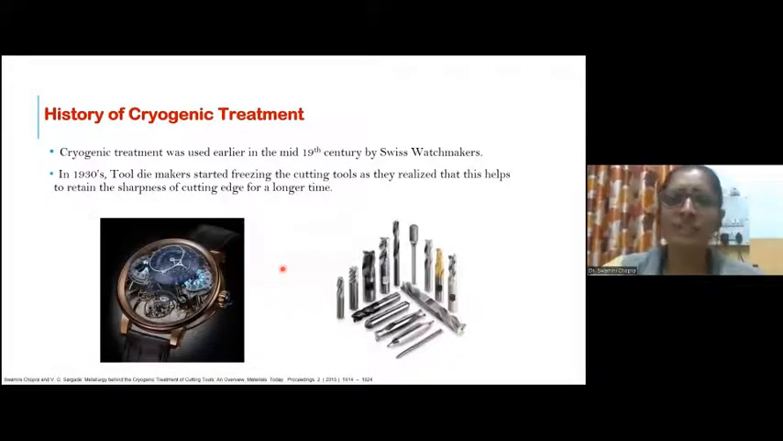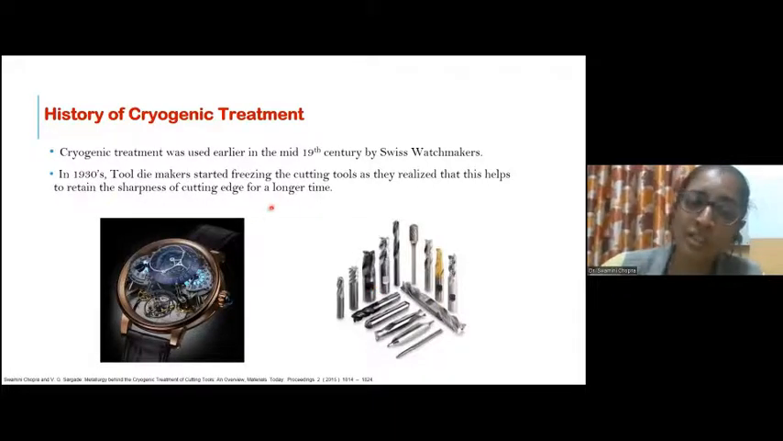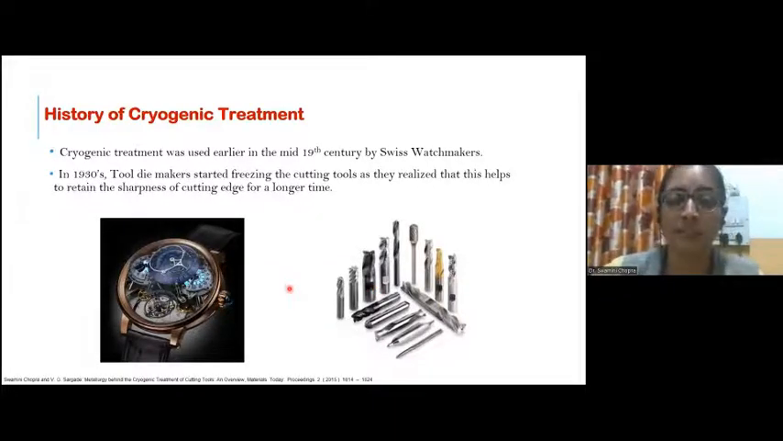The history of cryogenic treatment is very old, where from the 19th century, the Swiss watchmakers used to cool their watches in ice, which gave them better life and performance. Similarly, around the 1930s, the treatment for cutting tools was started where they were directly dipped into liquid nitrogen. But because of such practices, thermal shock was experienced by the material, because you were suddenly changing the temperature of the material from room temperature to sub-zero temperatures.